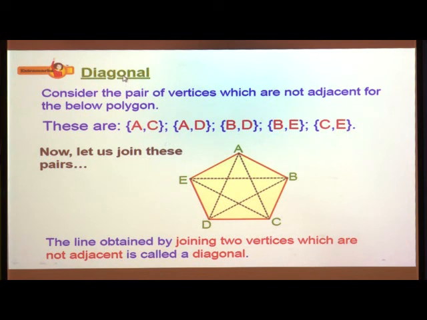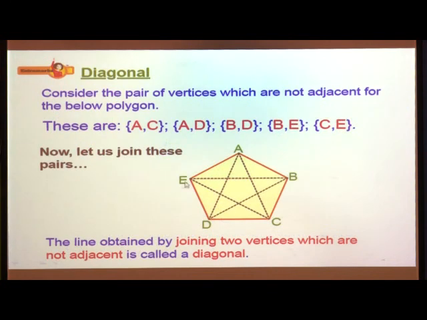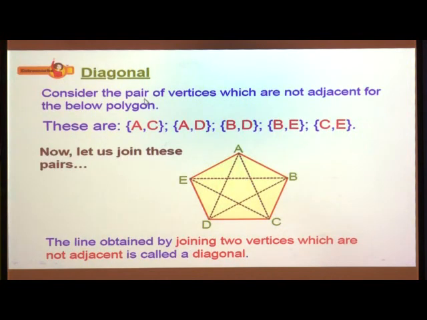The last component is the diagonal. Consider the pairs of vertices which are not adjacent for the below polygon. In the previous slide, we have seen points which lie on the same side. So in this polygon we have to find pairs of points that are not adjacent, which do not lie on the same side. So now let us join these pairs.